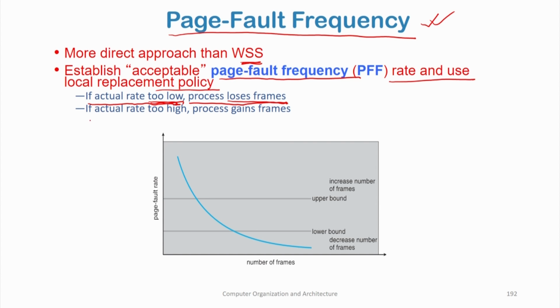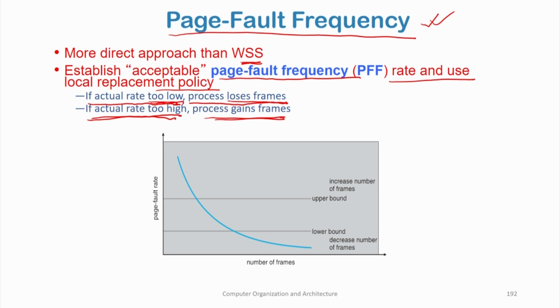If the actual page fault frequency is very high, then the process gains frames. It means that this process possibly does not have enough frames to keep all its active pages, therefore it needs more frames. Now, they can be given to it from other processes.